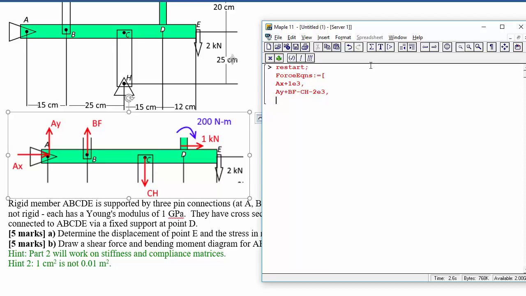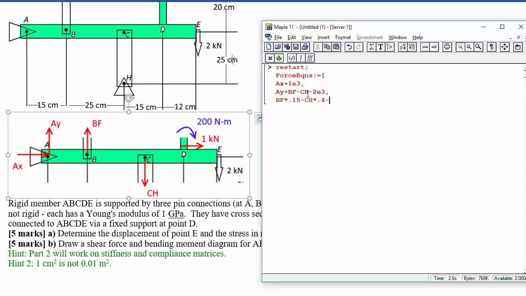And then the moment, the net torque about, let's say, point A, with counterclockwise positive, so out of the page direction. That would be BF times its distance away, looking at this top diagram here that has the distance labels still in it, BF times 0.15. You don't need to write the 0, that's implied. So 0.15 meters minus CH times 0.15 plus 0.25 is 0.4.